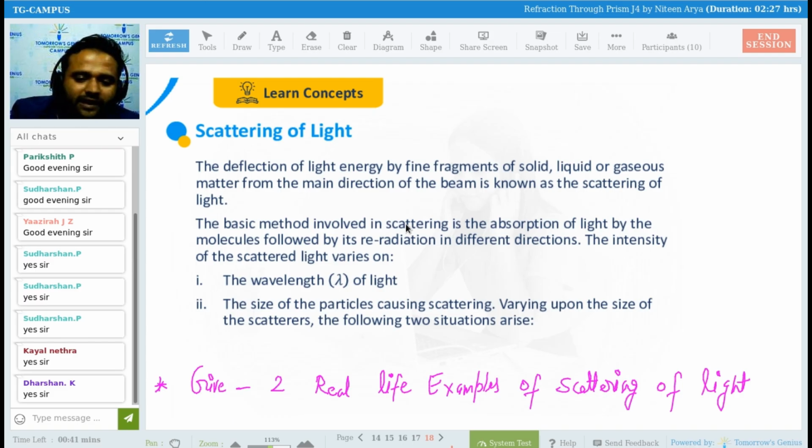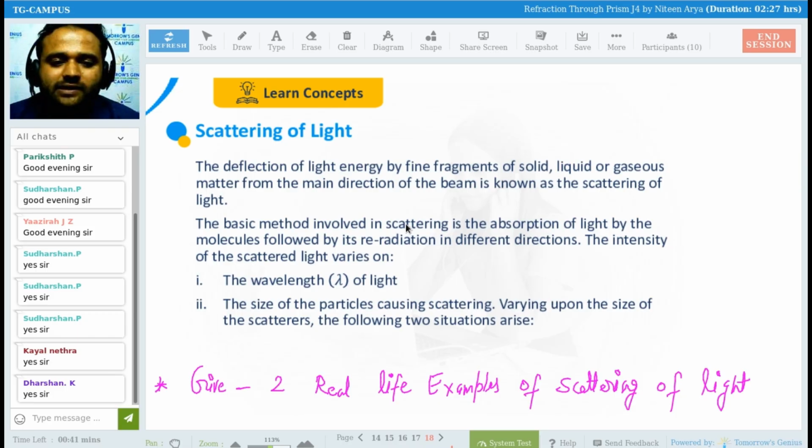Two real life examples of scattering of light: whenever light passes through a small hole from a window or a room or any particular small hole, we see dust particles, very minute particles. Basically, these are the photons, light particles. So when light interacts with a small minute dust particle, we see a beam of light.